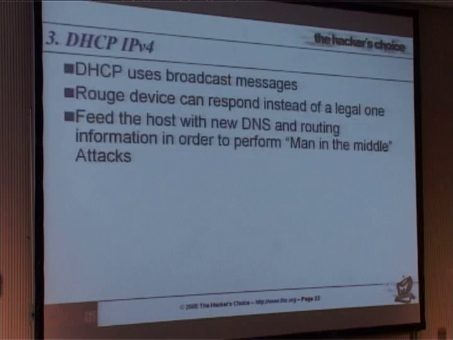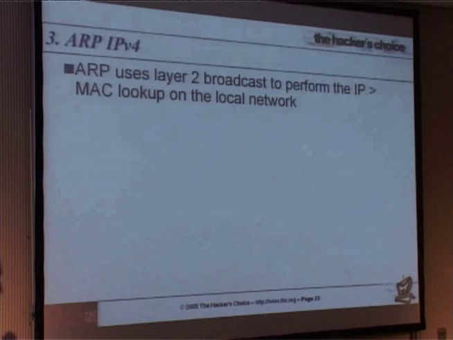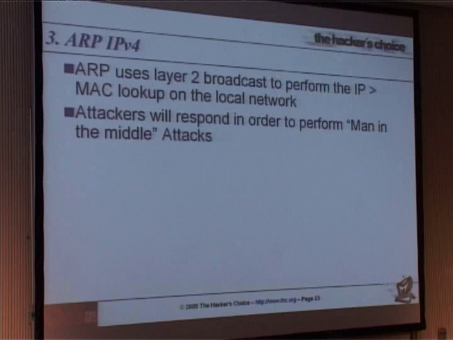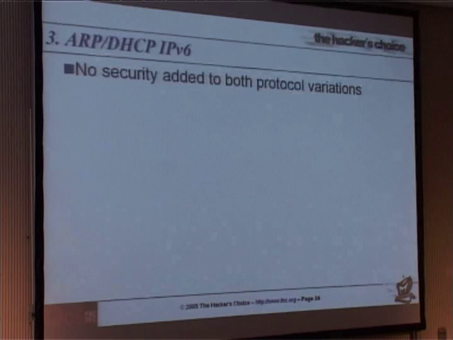Similar concept with ARP, Address Resolution Protocol, which is used to look up a MAC address if you know the IP address, which is important if you want network connectivity. Anybody can send those replies, so this is a broadcast being sent to anyone. Hey, who has that IP address? And everybody who raises his hand might be the lucky one to get the traffic. So hackers always try to be first. How is this in IP version 6? There is no security added to both protocols.